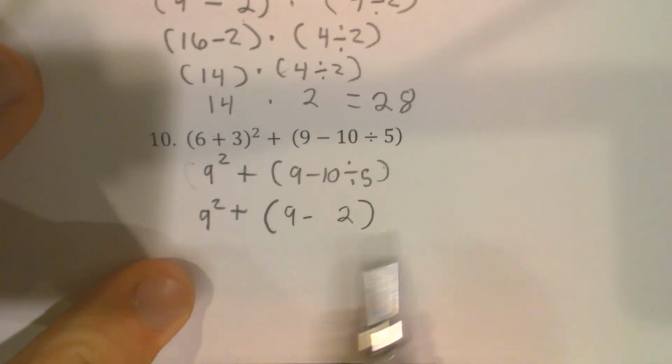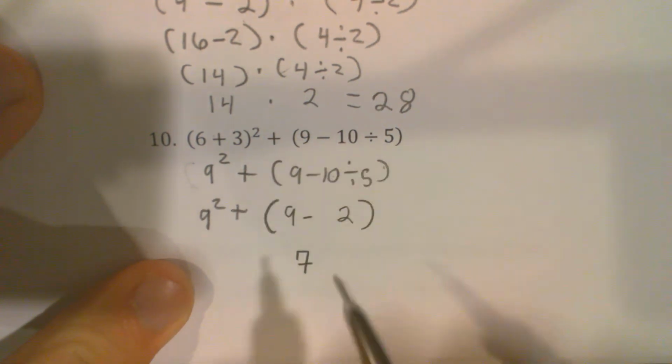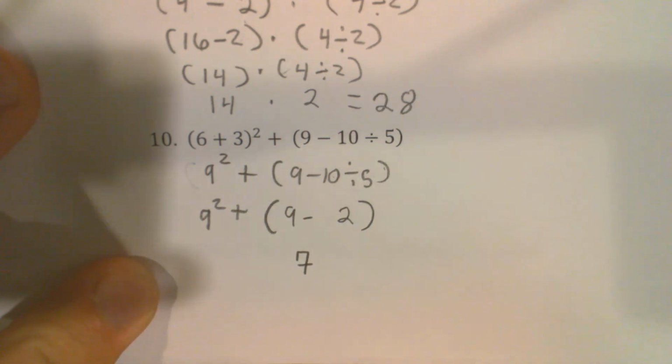Alright, so inside this parenthesis we have 9 minus 2. That will give us 7. Single number, so we can drop the parentheses. Carry down to 9 squared.